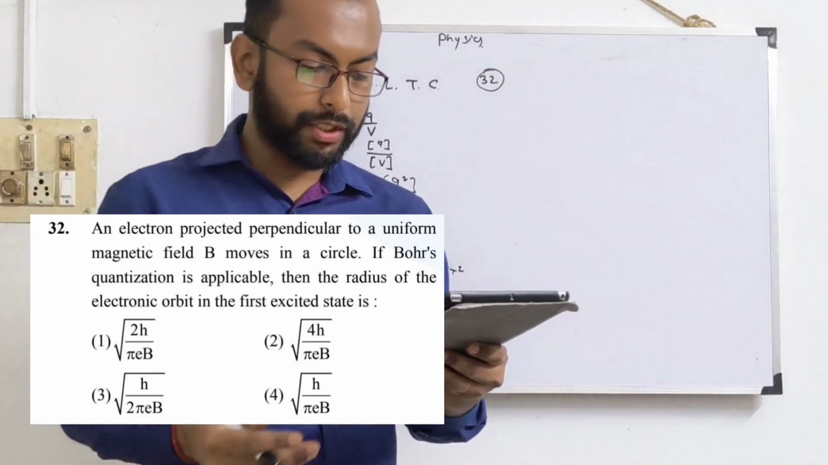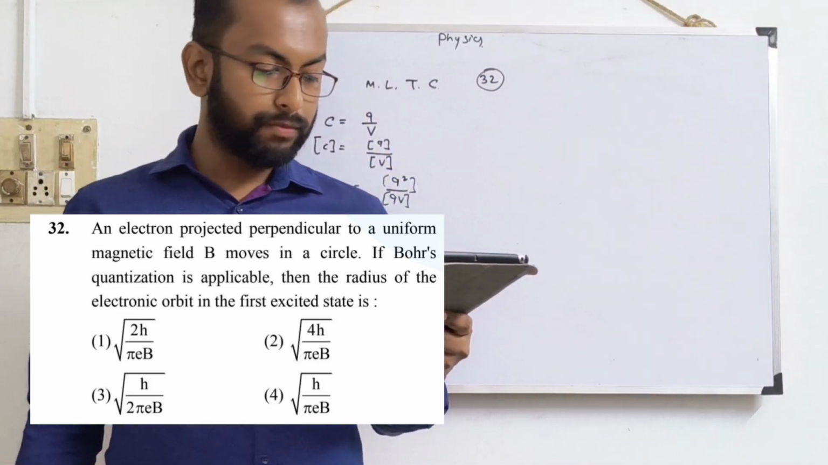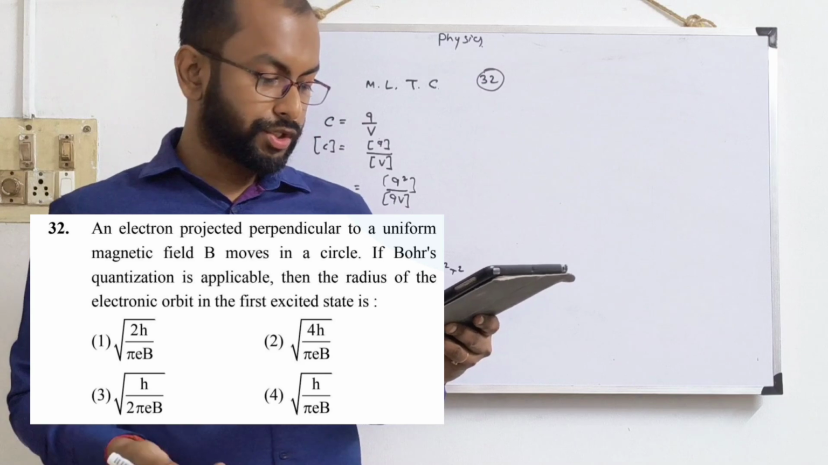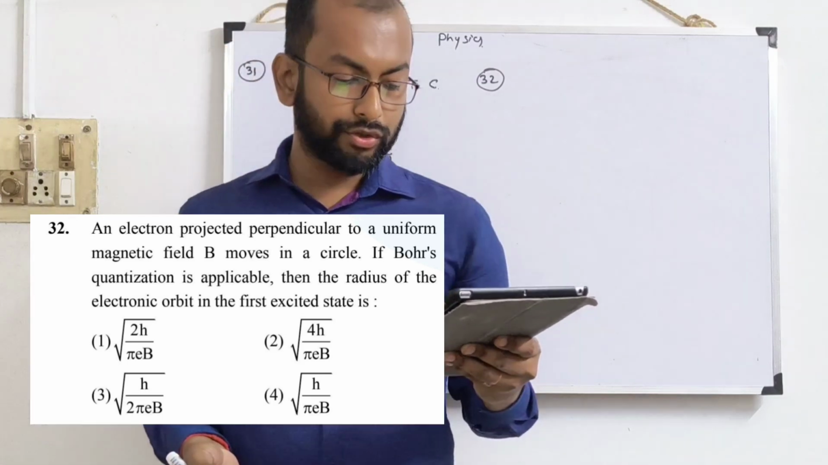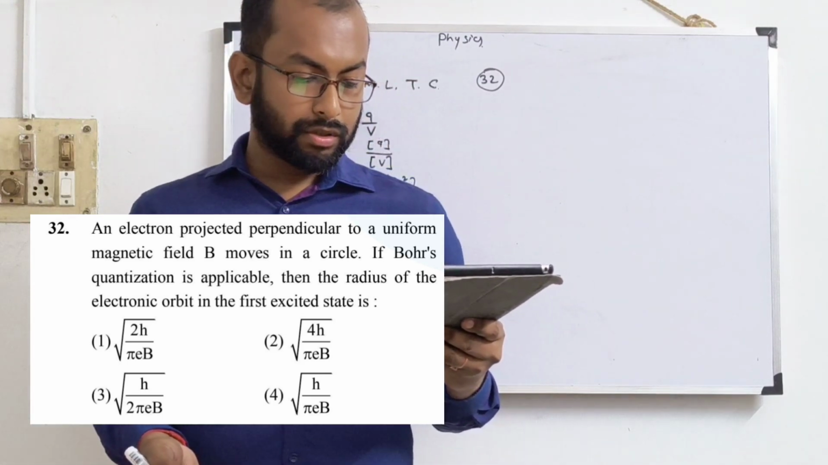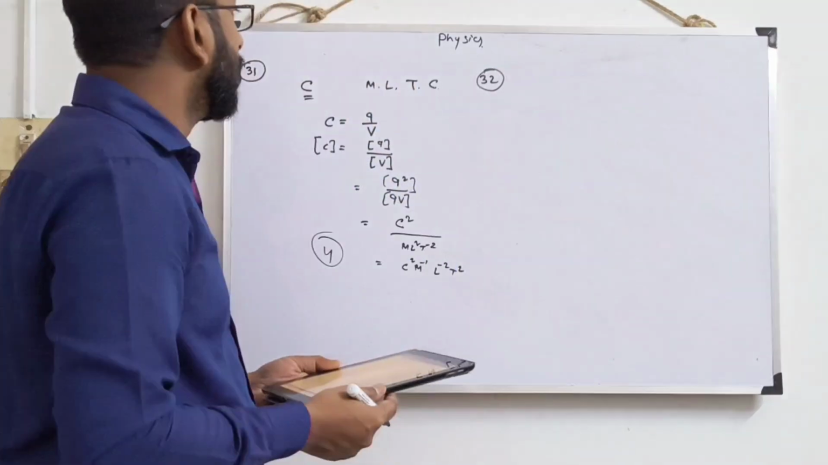Okay, next one we'll do, problem number 32. An electron projected perpendicular to a uniform magnetic field B moves in a circle. If Bohr's quantization is applicable, then the radius of the electronic orbit in the first excited state.